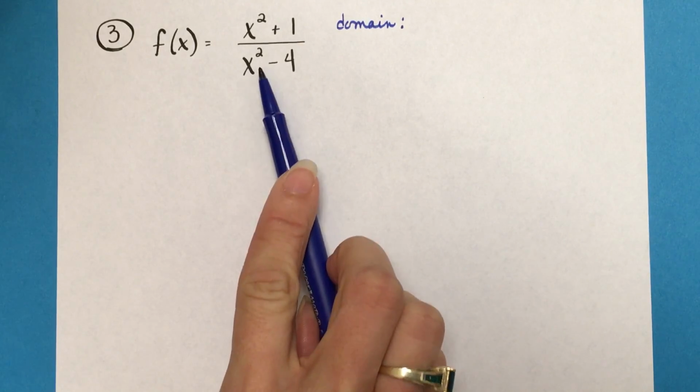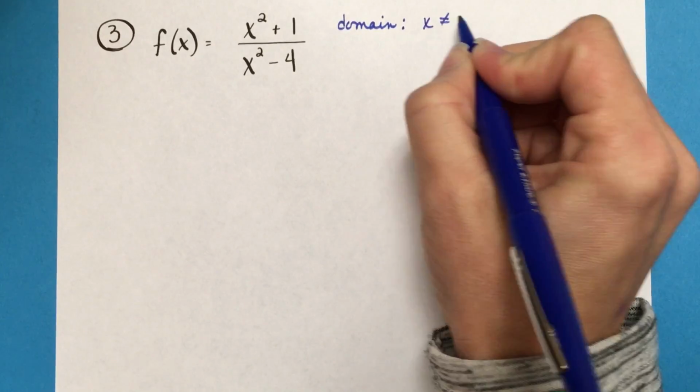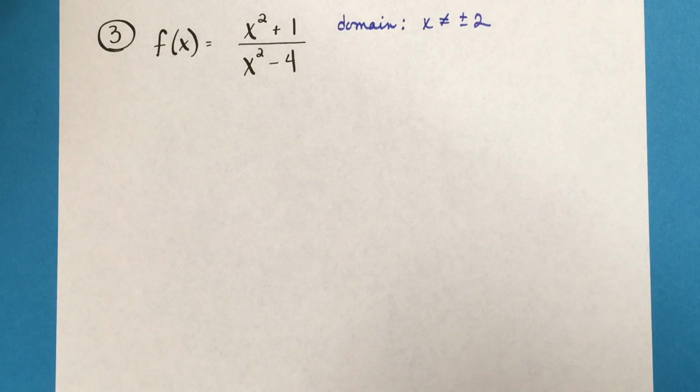If you substitute either one of those values in, you would get 0 on the bottom. So x cannot equal positive 2 or negative 2, okay? So that's going to play a part with what we're going to do here in just a little bit.